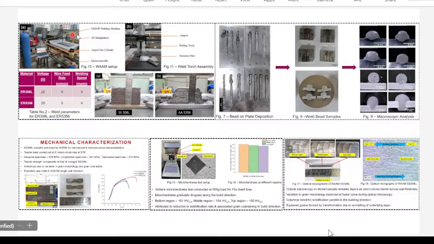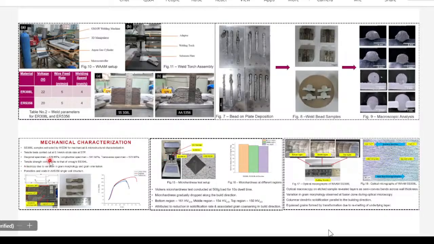We have done it with the same machine that my MTech student used, and he fabricated a single wall structure of aluminum and stainless steel. Prior to that, the process parameters were optimized, as I have already discussed. The weld bead was optimized, and only then were the optimized parameters used for the 3D component, and then mechanical properties were tested for WAAM.